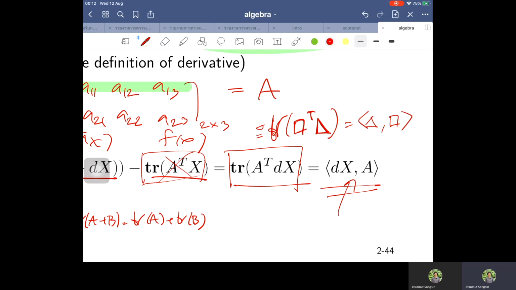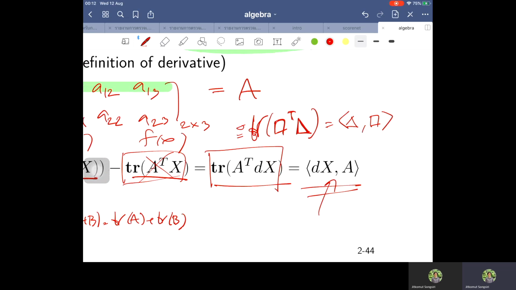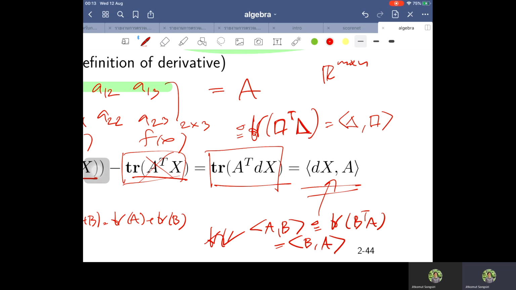Dx and A. If you have the space R^(m by n), the inner product between A and B, which is trace of B transpose A, is going to be the same as the inner product between B and A, because this is one of the properties of inner product. You can see it by the trace property as well. These are equal. So this is an inner product between dx and A.